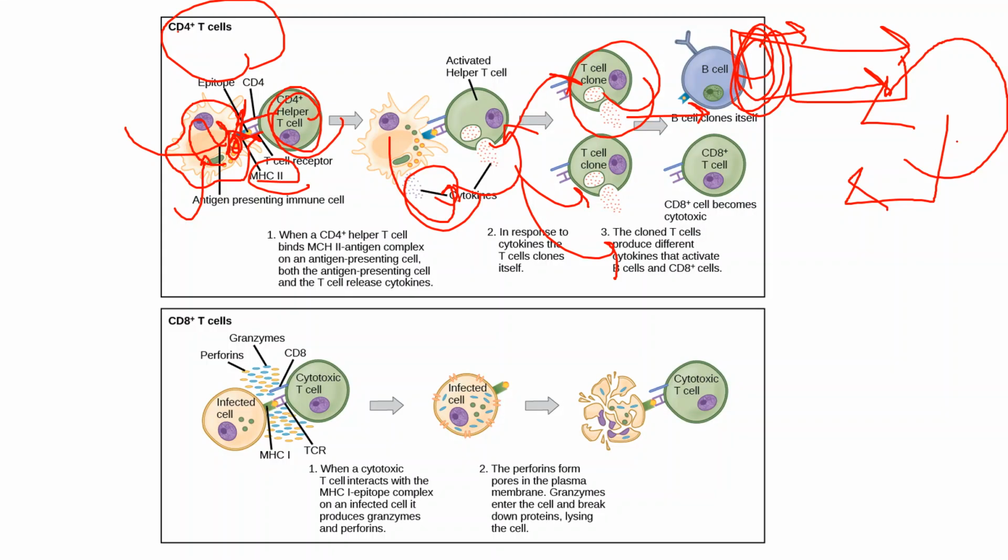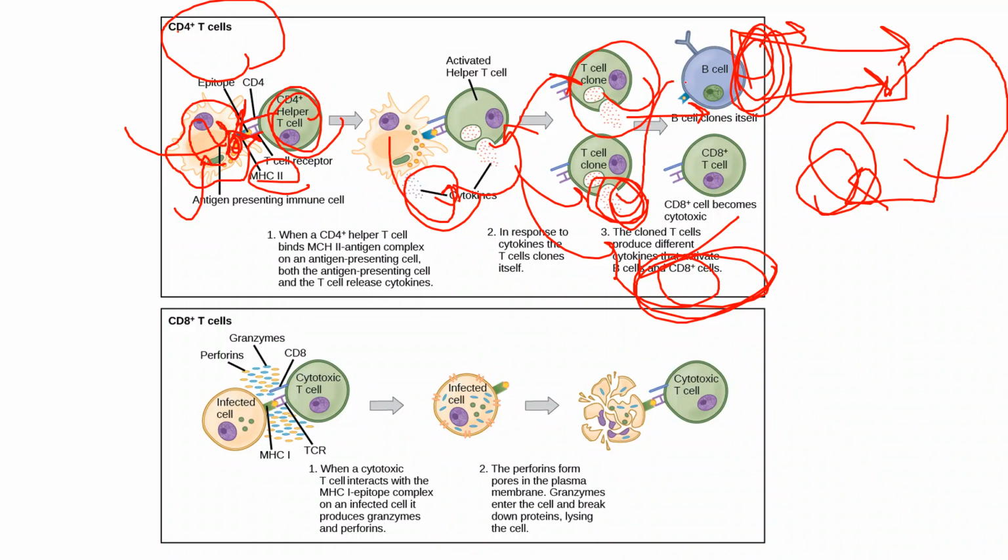It will also be easily done with the help of these memory cells, which are also a part of these T cells. Then these clone T cells produce different cytokines and activate the B cells and these CD cells. So these cytokines, which are produced by these T helper cells, will go to the B cells and to the CD positive cells and activate them.